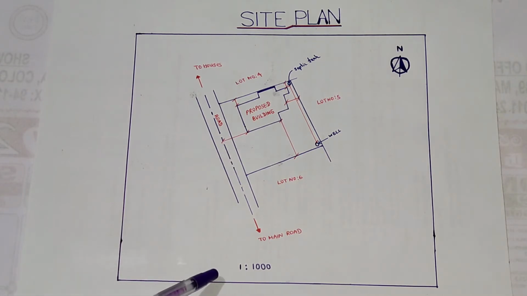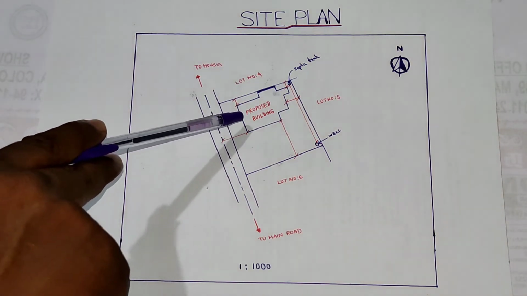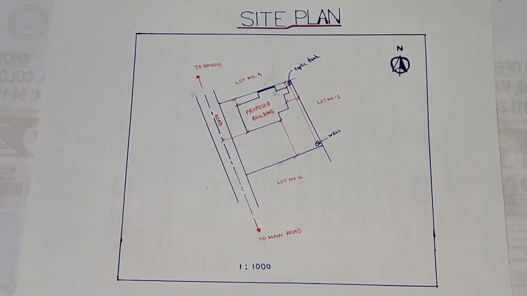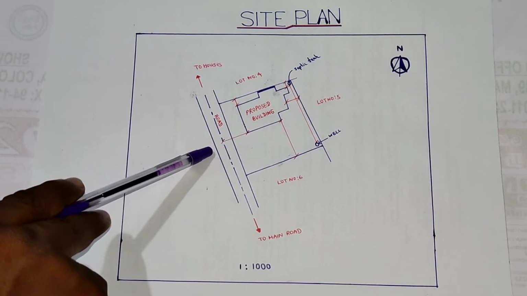Normally, in house plans we have to give a small keynote-like thing, and we have to include the site plan in our drawings as well. Here I have this site plan adapted from a house plan. So this is the proposed building. The site plan clearly shows where the proposed building is situated with respect to all dimensions. These dimensions you have to provide clearly.